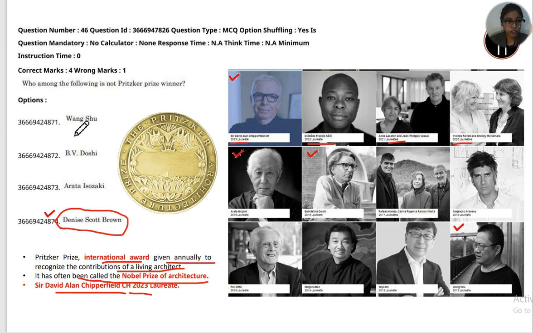When we talk about Vanshu, he received it in the year 2012, and B.V. Doshi in the year 2018. Okay, so remember the name, the year, and also the face of the architect along with the year in which they received the Pritzker Prize.